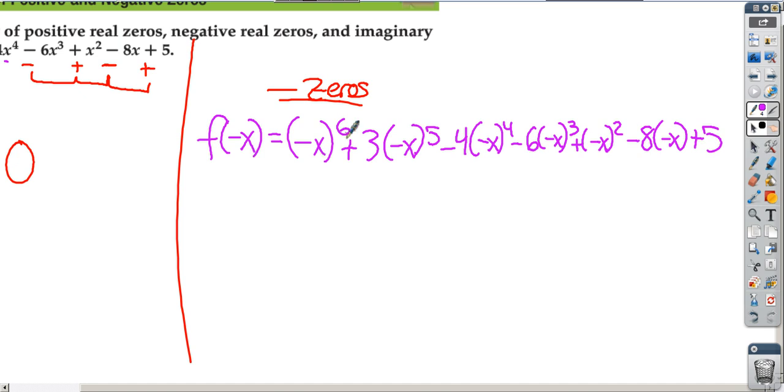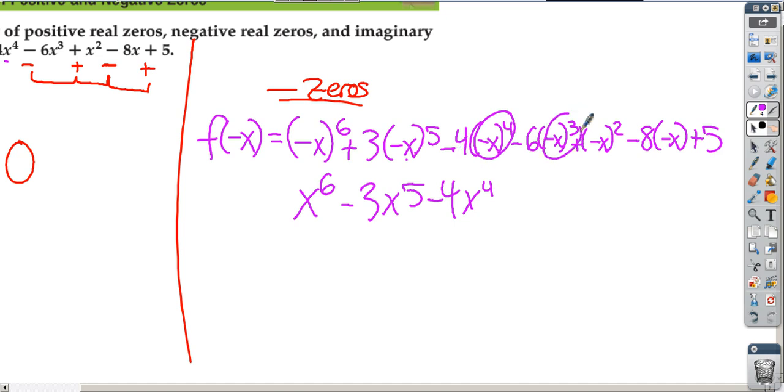So negative x, or any negative to an even numbered power, is going to be positive, so that's positive. Any x to an odd numbered power will be negative, so that becomes minus 3x to the fifth. This becomes minus x to the fourth, because this thing is positive, but it was already a negative 4 there. This thing will be negative, times a negative will be positive. Negative x squared, the whole thing will be positive x squared. Negative times negative will be positive 8x plus 5.